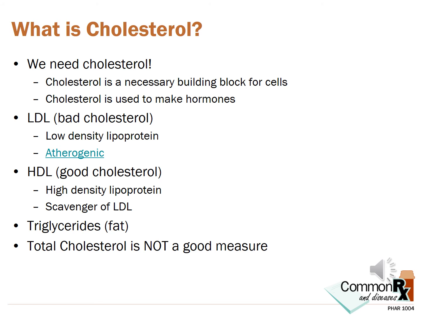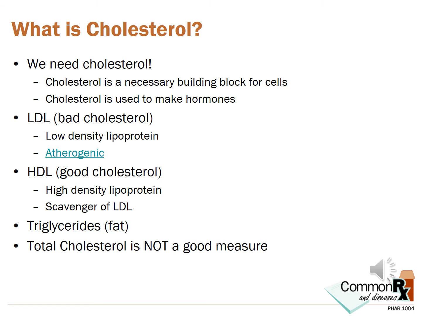So what exactly is cholesterol? Cholesterol is a necessary building block for cell membranes and some hormones. However, you need to have the right balance of cholesterol. LDL is referred to as bad cholesterol. This is the type of cholesterol that forms the plaques we discussed on the last slide. You want to have low LDL. HDL is known as the good cholesterol. It goes around the body and picks up the LDL and helps prevent the formation of plaques. You want to have a high HDL.